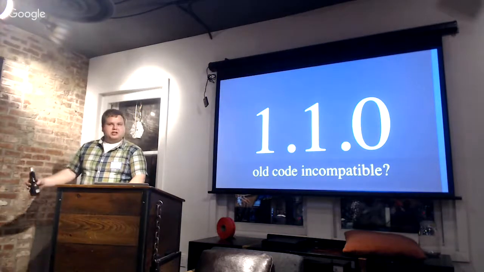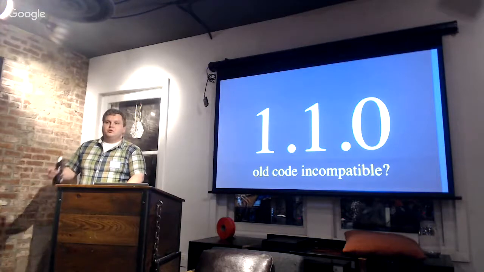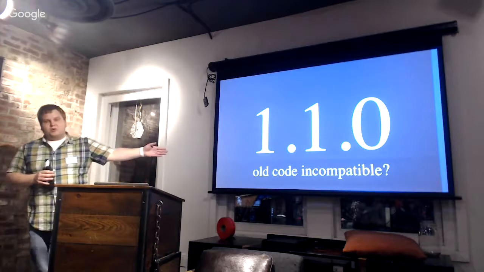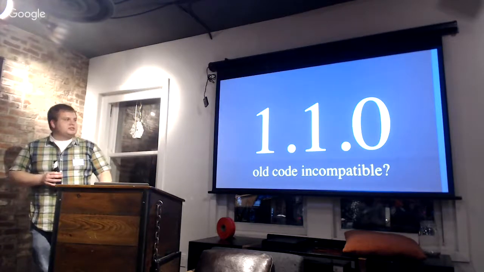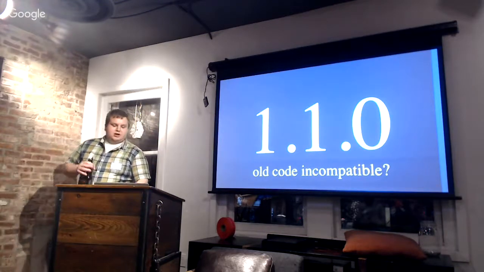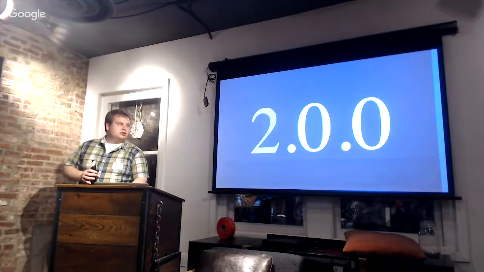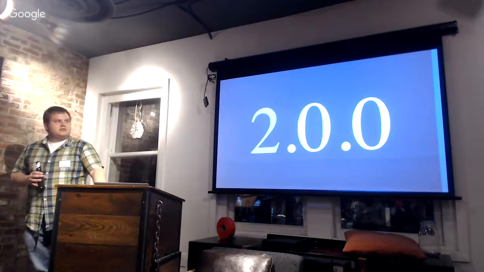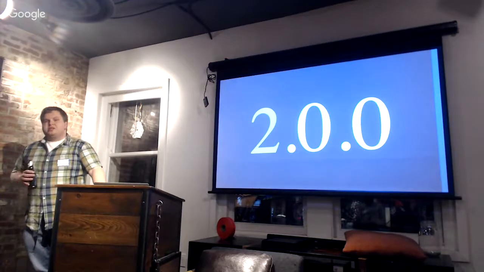Now, what if we want to make a change that's incompatible with the code that people have been using in this package previously? So everybody's got 1.1.0 in their composer.json. They've been using it for a while. We're going to make a change that's going to make them change. We're going to move that to version 2.0. And that's probably the biggest lesson here of semantic versioning: don't be afraid to change the major version number.